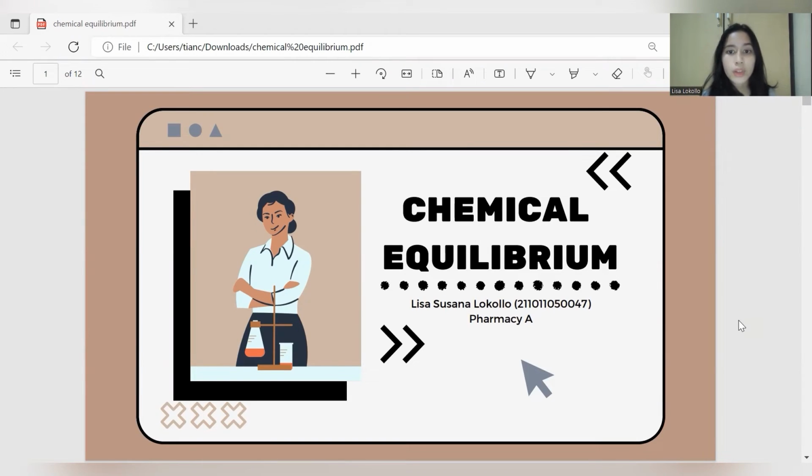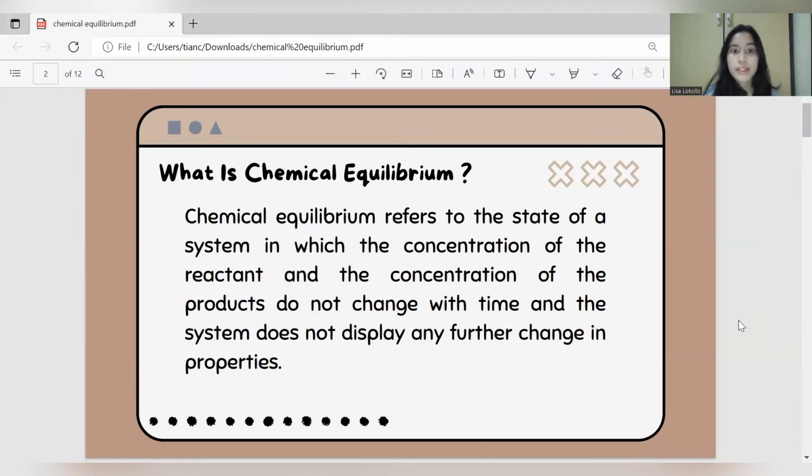Now we're gonna talk about chemical equilibrium. What is chemical equilibrium? Chemical equilibrium refers to the state of a system in which the concentration of the reactants and the concentration of their products do not change with time, and the system does not display any further change in properties.